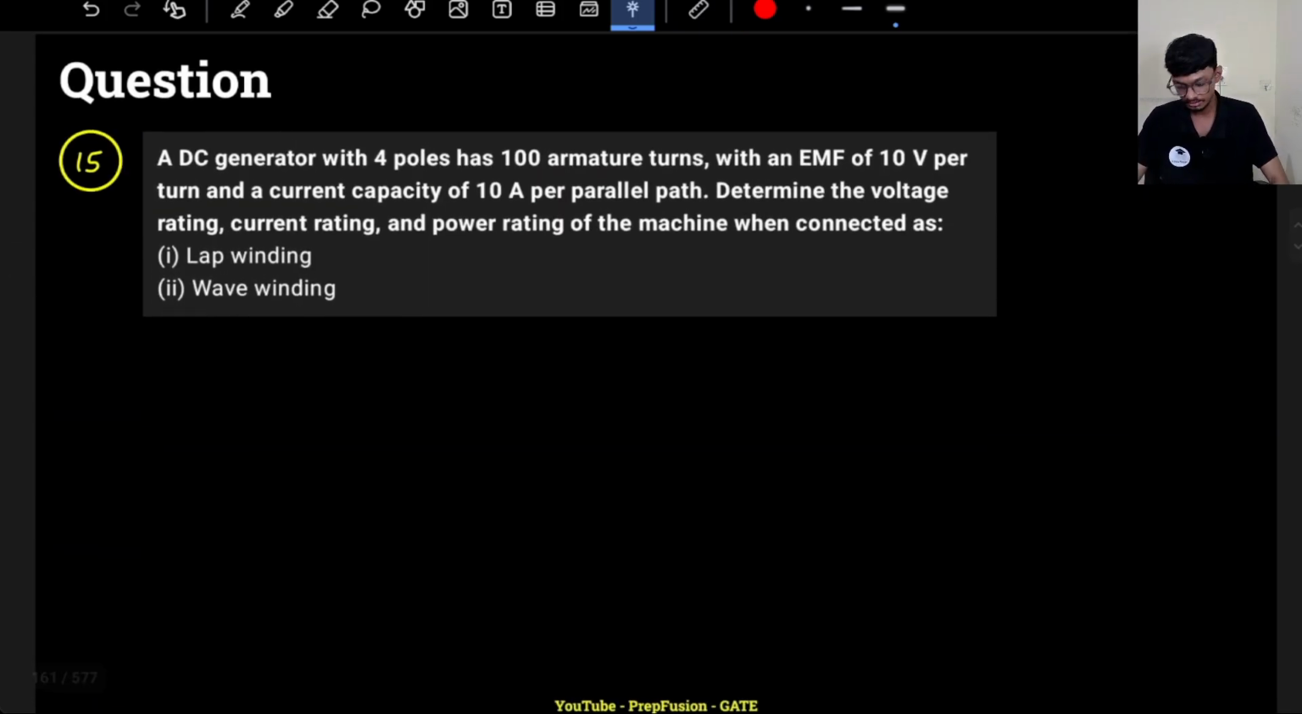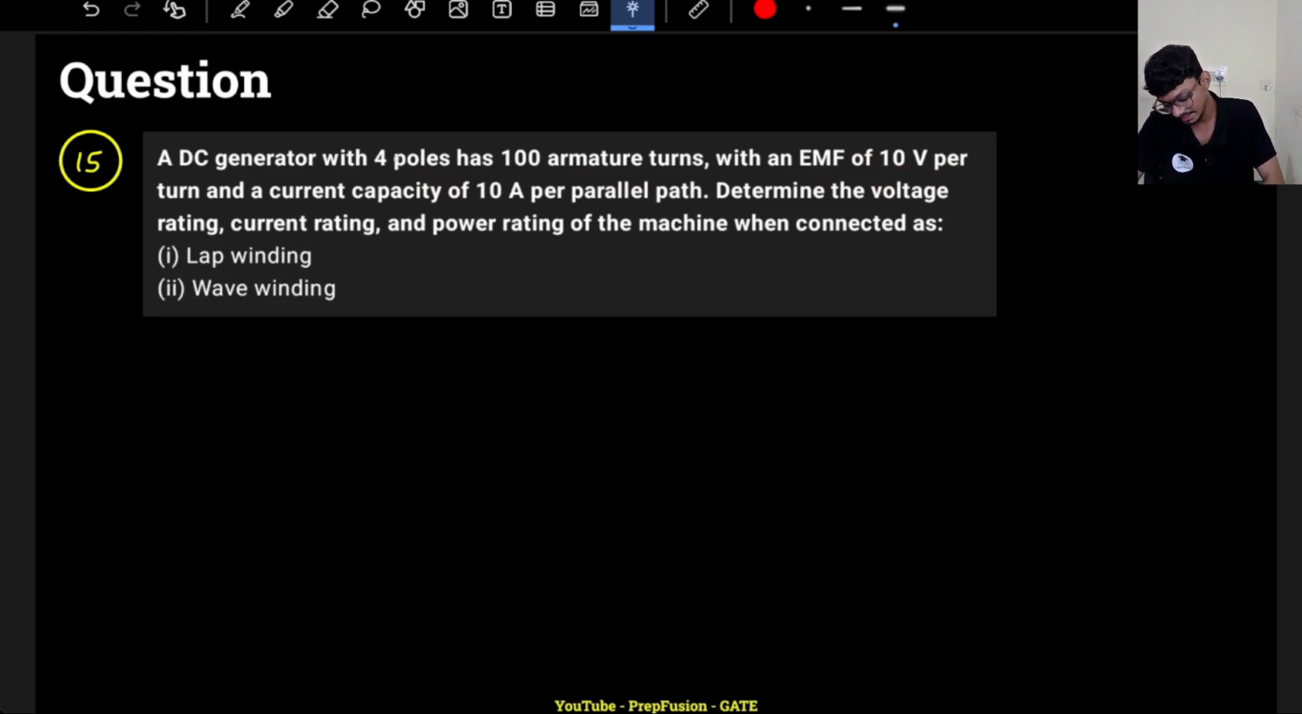So this is the first question. A DC generator with 4 poles has 100 armature turns with an EMF of 10 volt per turn, okay? So per turn EMF is 10 volt. So remember, that's why derivation is so important, right? You cannot just mug the formula up, okay?